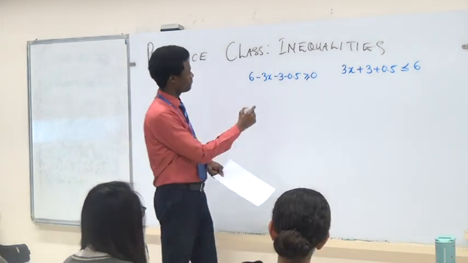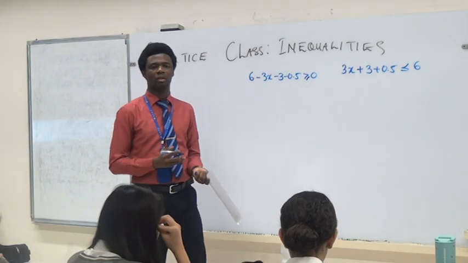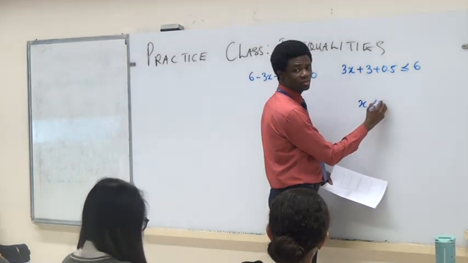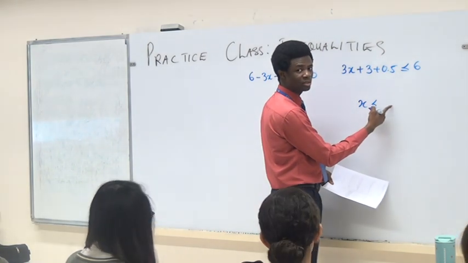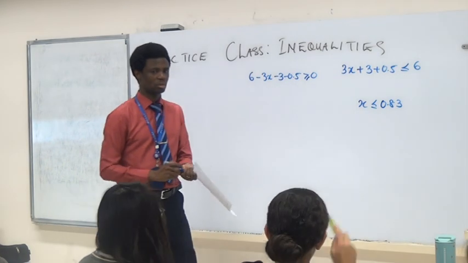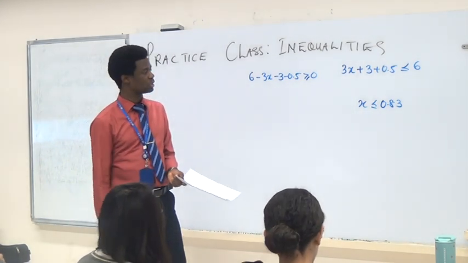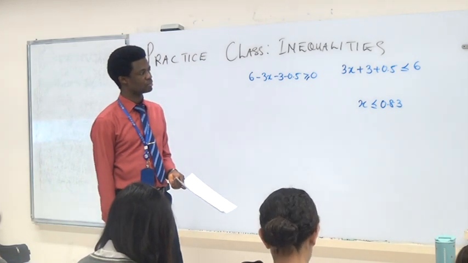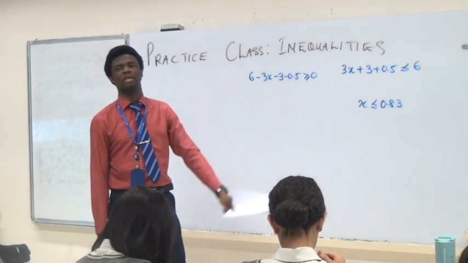Yeah. So what do you get? x is less than or equal to 5 over 6. What is 5 over 6? This is money. 0.83. Remember we talked about this yesterday. Oh yeah, it's money. I did it wrong.